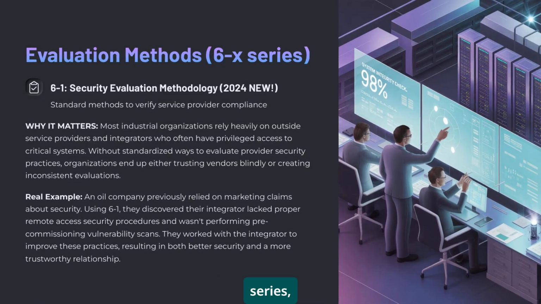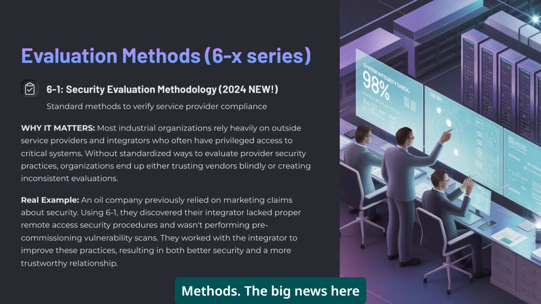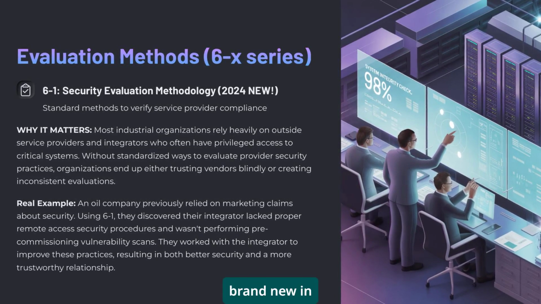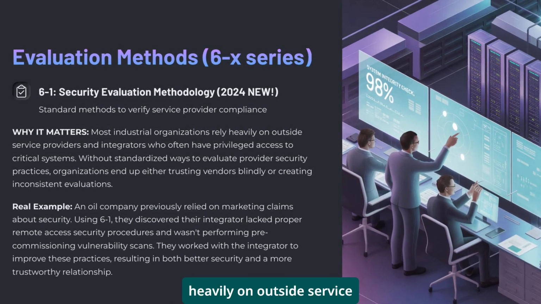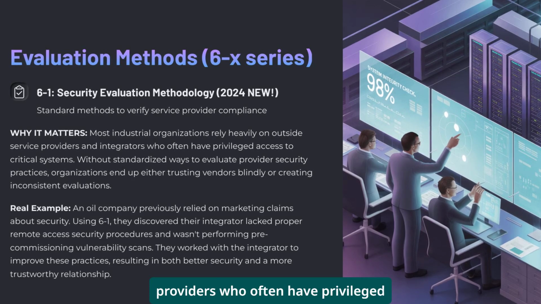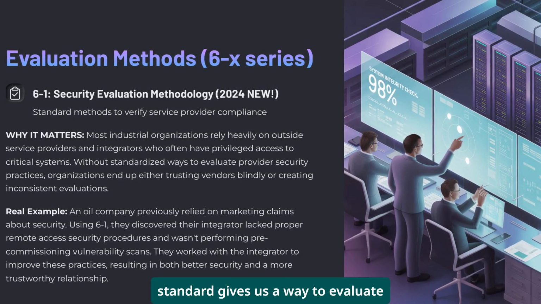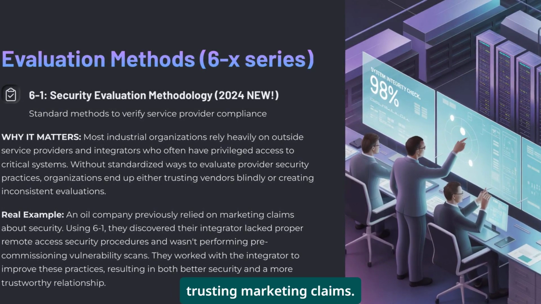Finally, the 6X series, evaluation methods. The big news here is 62443-6-1, brand new in 2024. Most industrial organizations rely heavily on outside service providers who often have privileged access to critical systems. This standard gives us a way to evaluate those providers systematically instead of just trusting marketing claims.